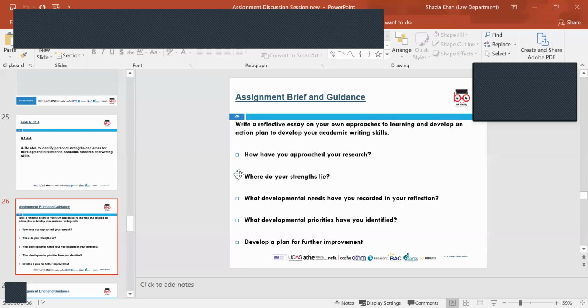Firstly, you need to look at how you have approached your research. So what have you done to get this research? What methods have you used to get this research? So that's the first one there.